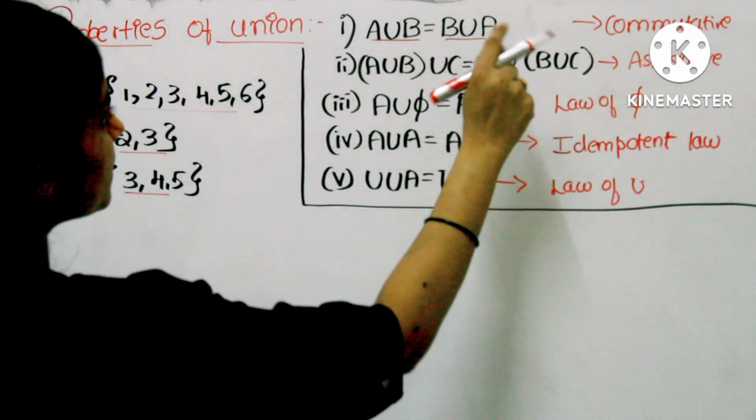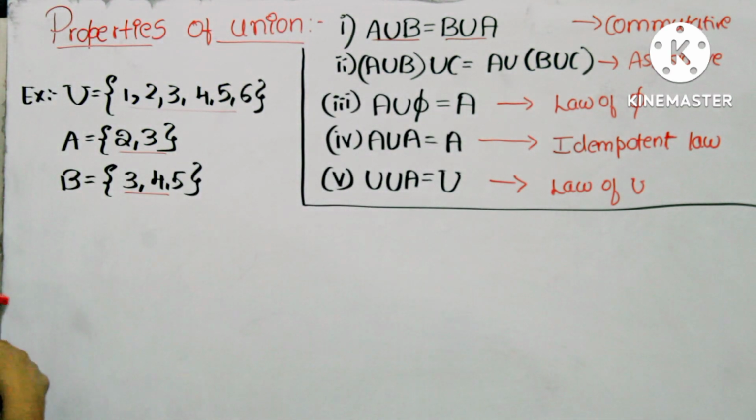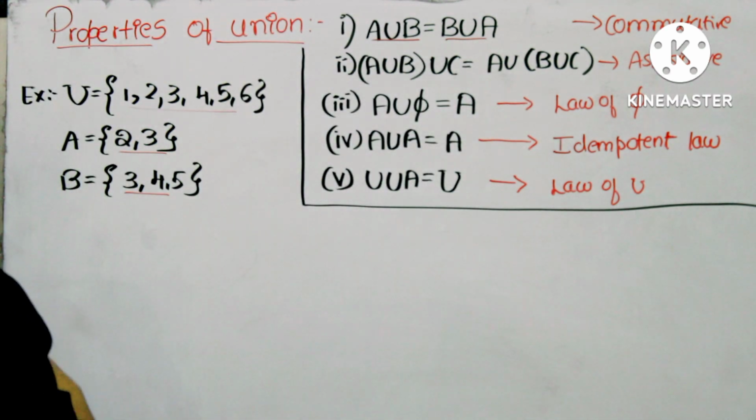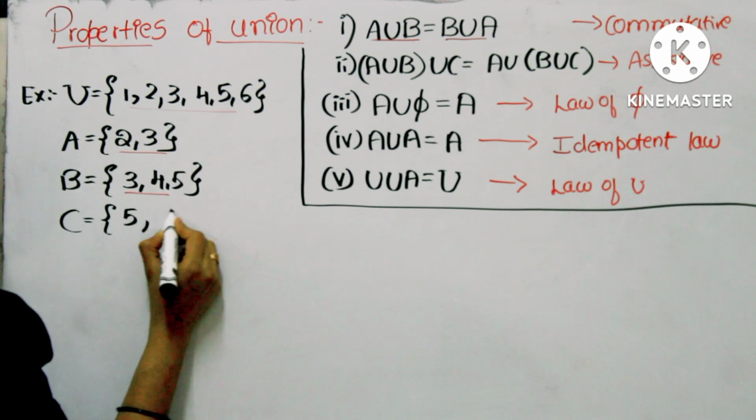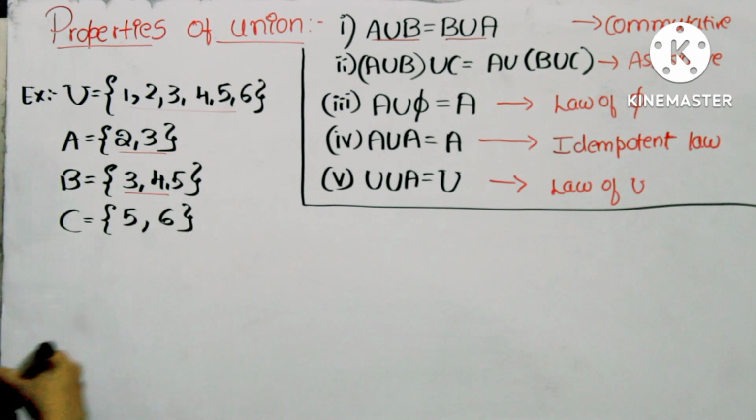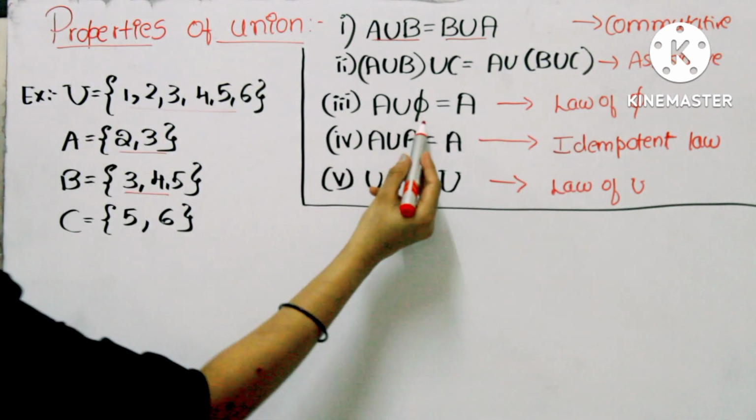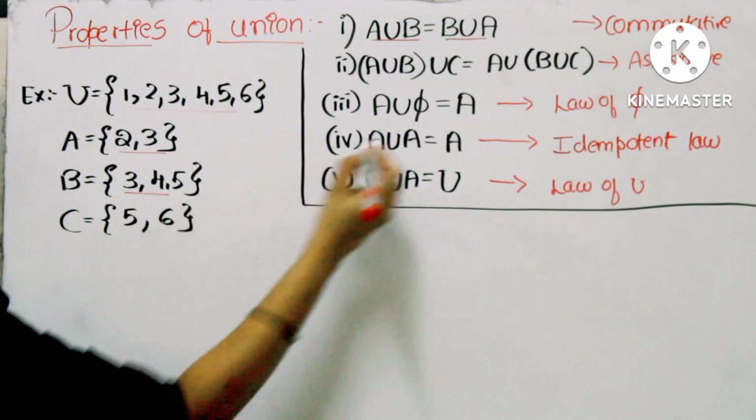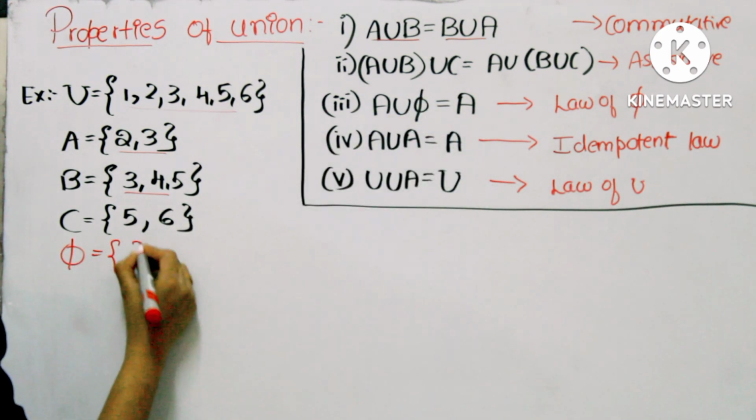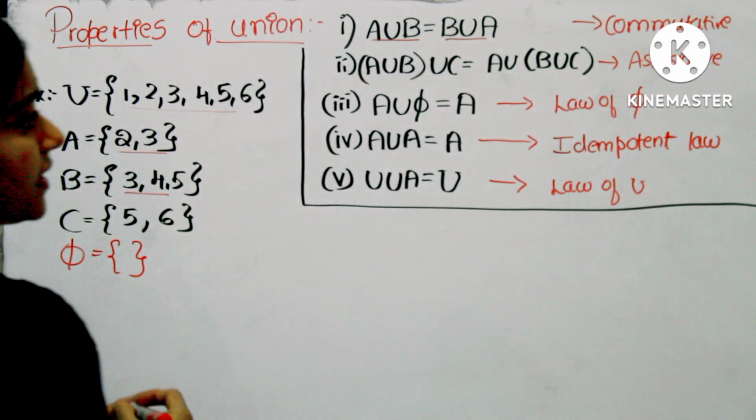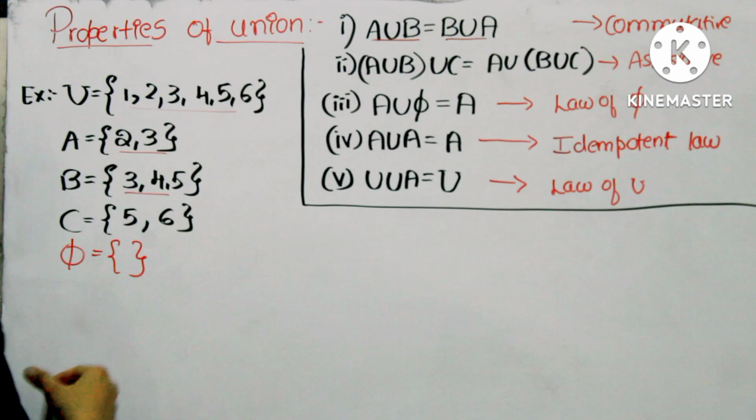So we have A, B, then we have to take another set C, right? So let's take another set C is equal to {5, 6}, and other than that we need pi. We know what is null set. Null set means what? Empty set, right? Empty set means there is no element in the set.